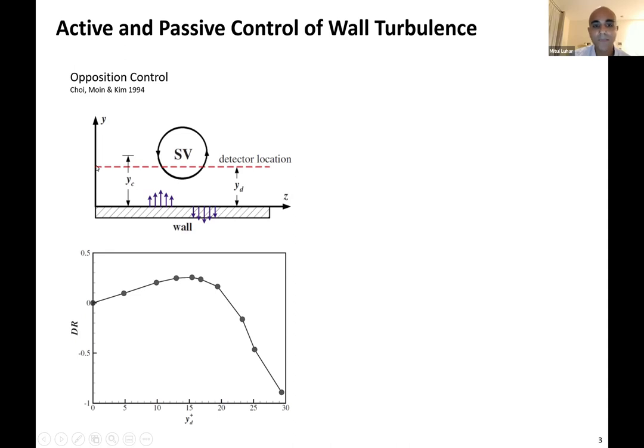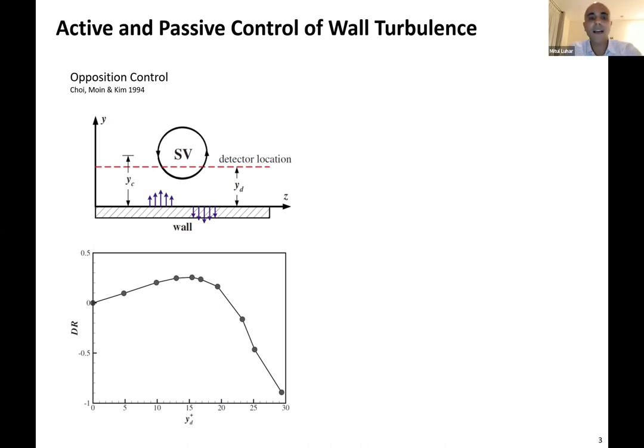There's a sensor located at some distance y_d above the wall. This can be a pipe wall, a channel wall, or a boundary layer wall. And this detector measures the vertical, the wall-normal, component of velocity. The idea here is that this sensor should be able to pick up the vertical velocities generated by these counter-rotating streamwise vortices that are prevalent in wall-bounded flows. And there's some actuation presumed at the wall, and that actuation opposes the measured vertical motion. So if you see downward motion at your sensor, there's upward motion at the wall.